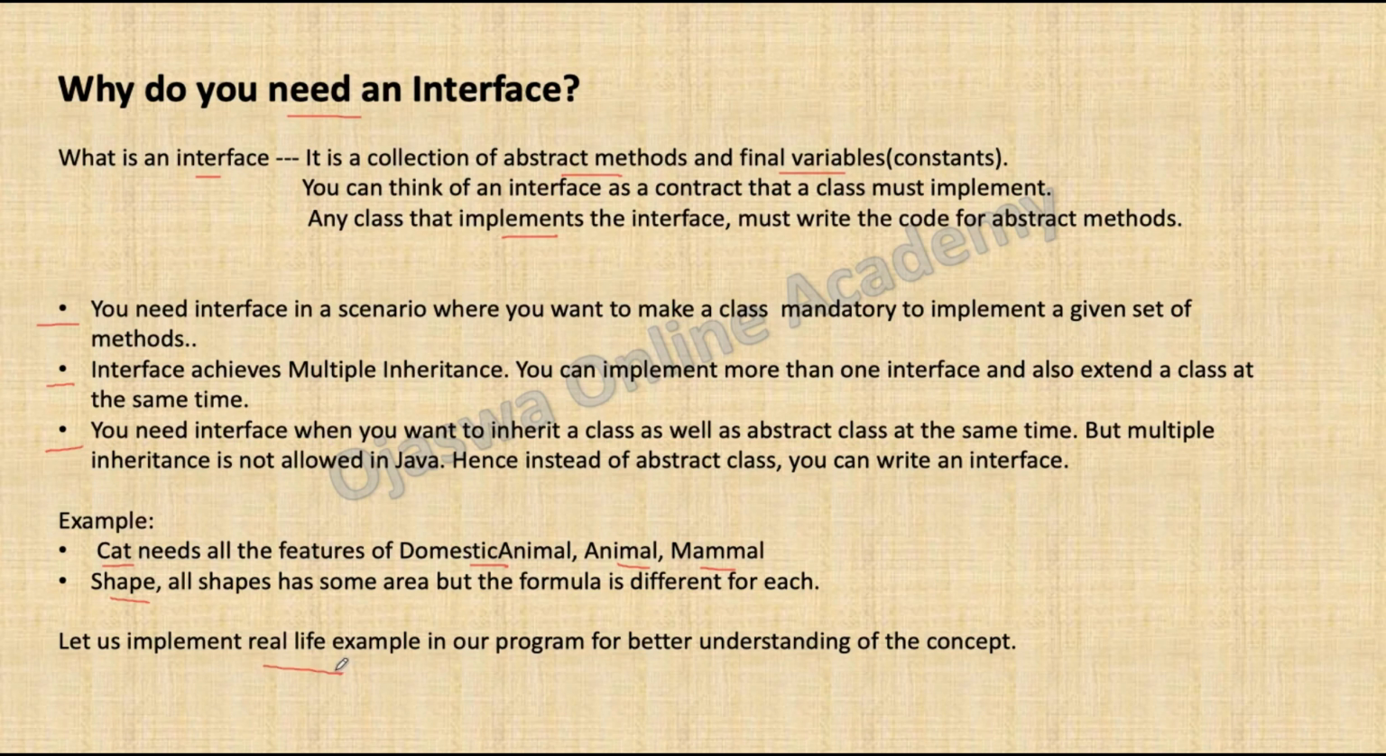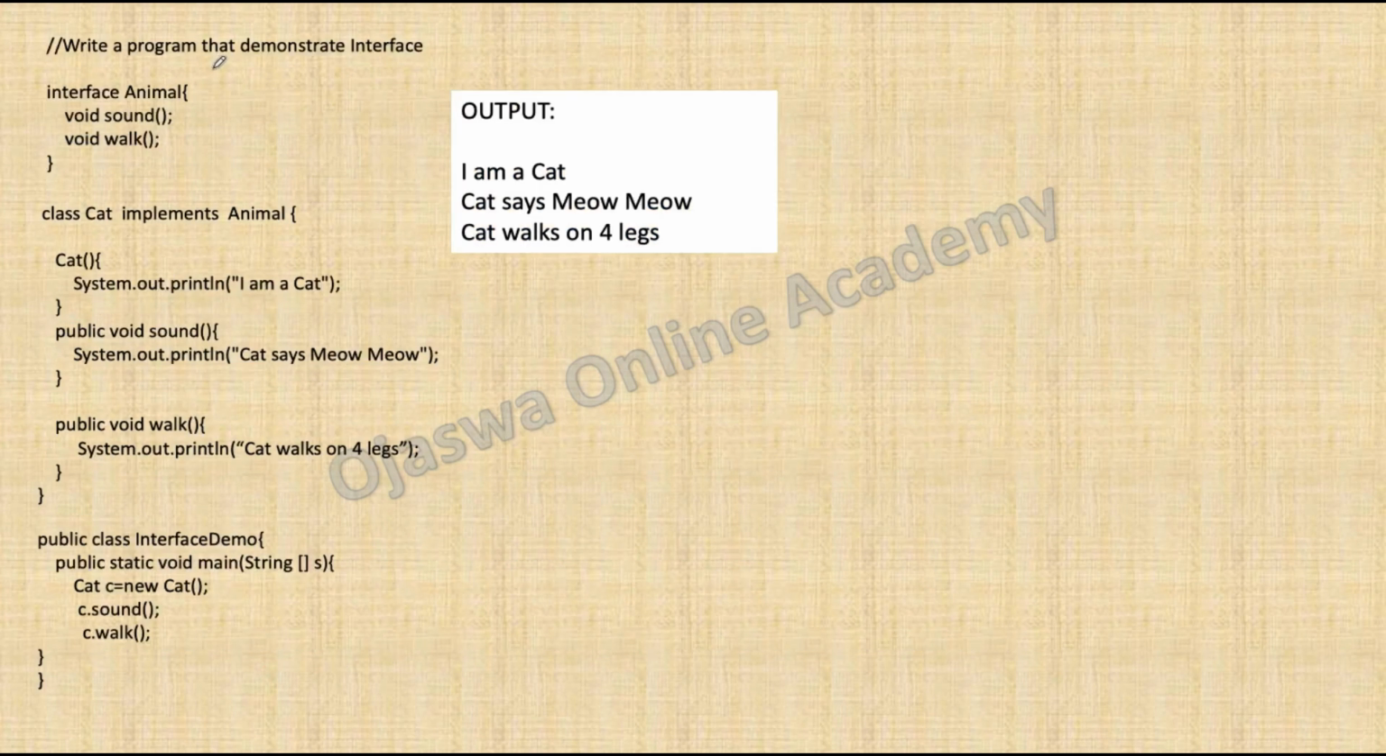Let us implement real-life example in our program for better understanding of the concept. Write a Java program that demonstrates an interface. So we have defined an interface. Syntax for defining an interface is interface keyword followed with name of the interface. Name of the interface is animal. And we have declared 2 abstract methods, void sound, void walk. So by default, methods inside interface are public and abstract.